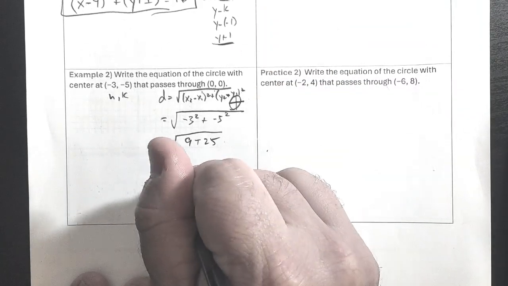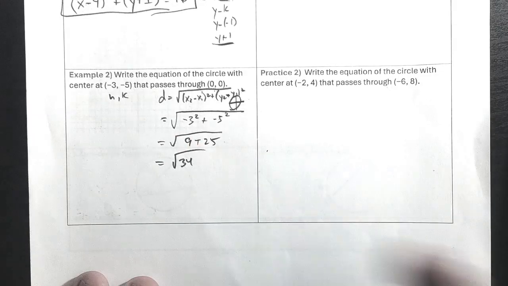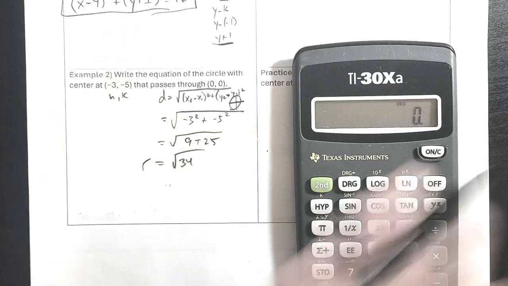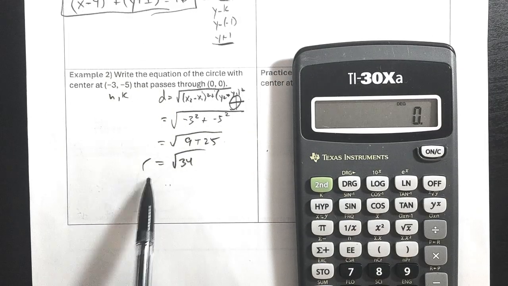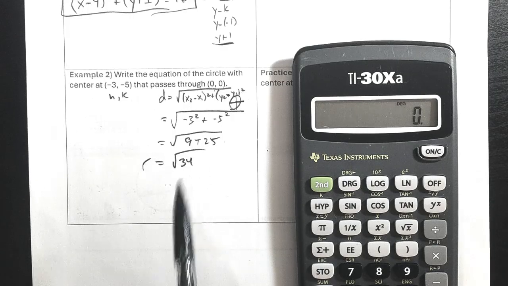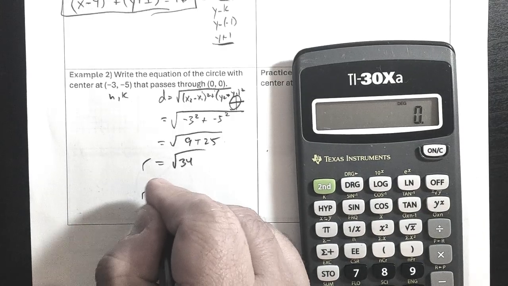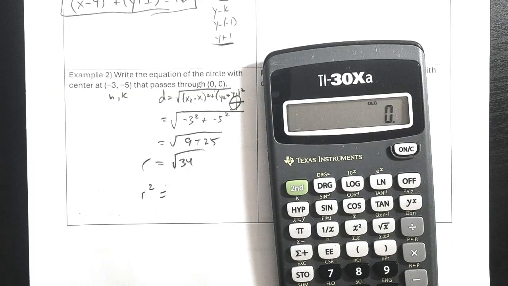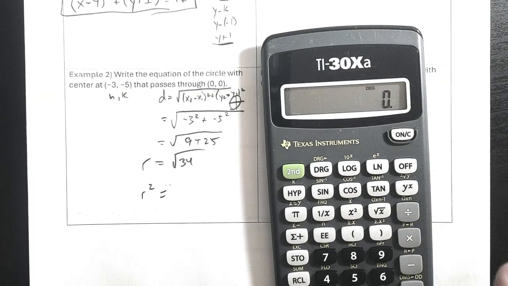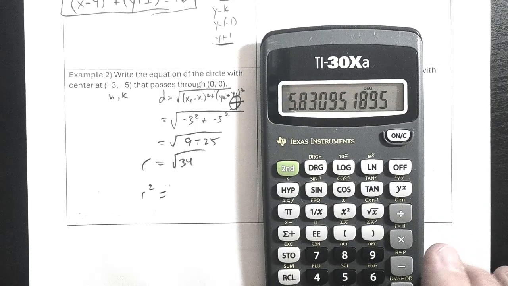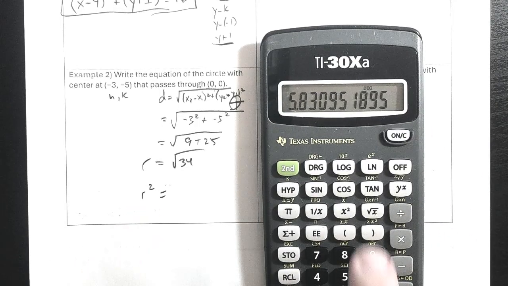All right, so our radius is the square root of 34. Well, let me show you something with this. The radius squared, since if you have the number inside the square root, when you square it, it's just the number. It's 34. But to prove this mathematically, so 34 square root, that's our radius. Now we need radius squared, so we hit the square button.